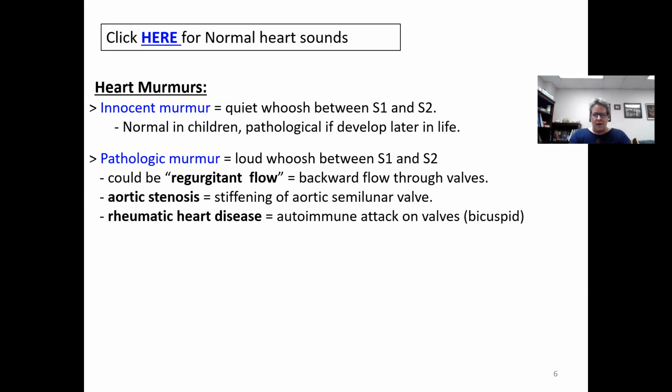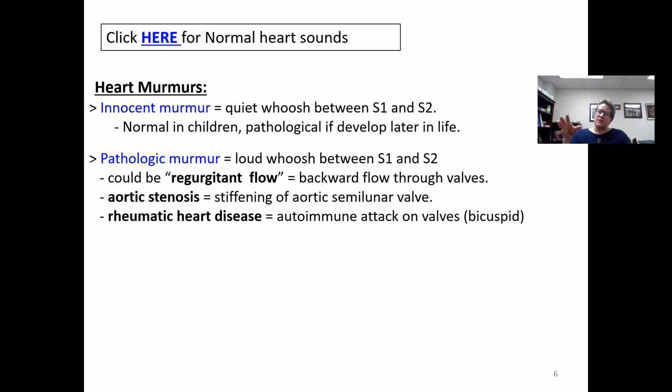Now, something that can cause an attack on valves is rheumatic heart disease, where your immune system has developed antibodies that attack the heart valves. In particular, it goes after the bicuspid valve. This is a bad place to have an attack on a valve because remember, the left side of your heart is all handling oxygen rich blood, and that blood comes out of the left ventricle going into the aorta. If those valves are stiff and scarred from a chronic autoimmune attack, that could lead to regurgitant flow.